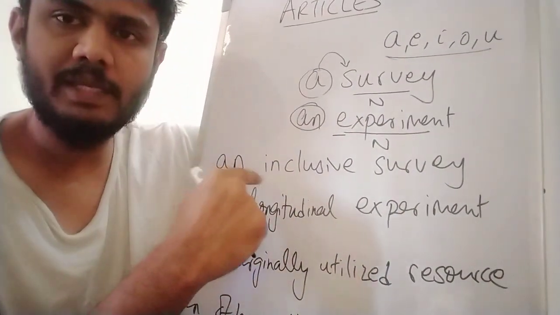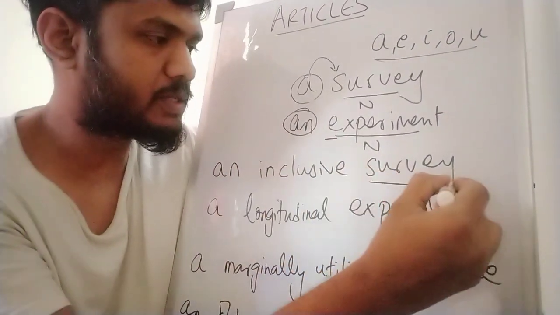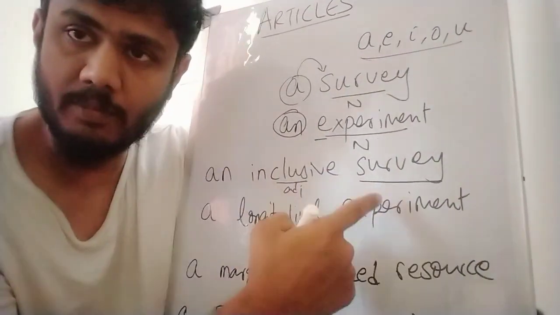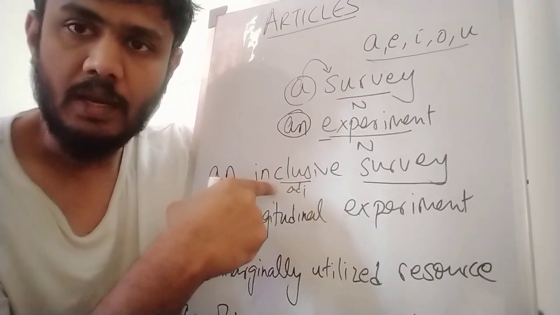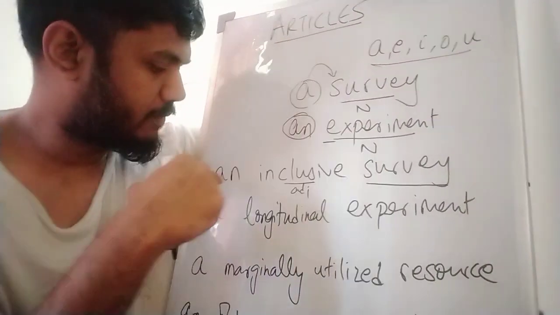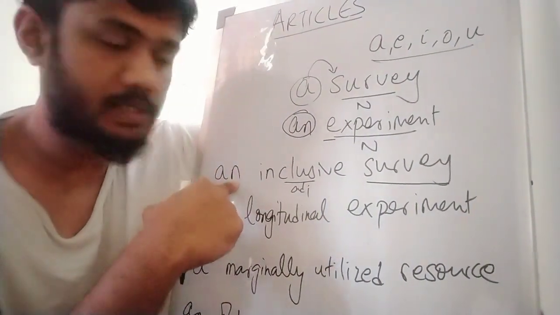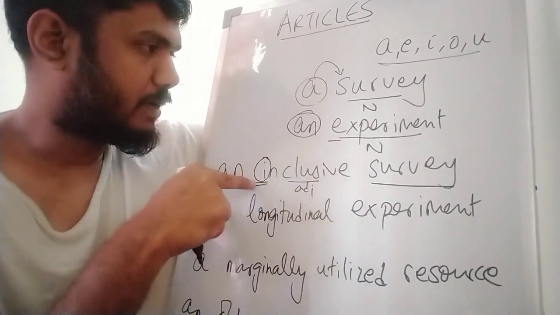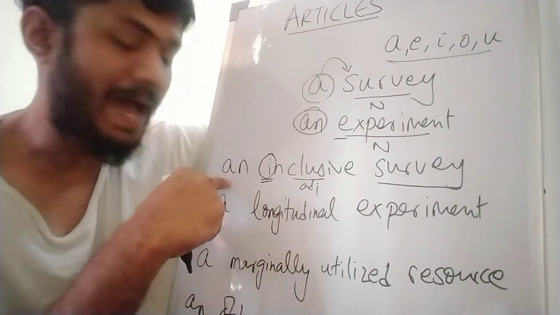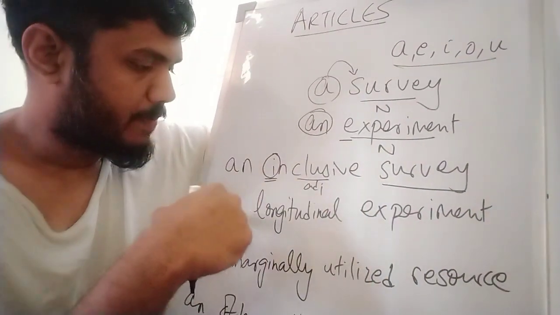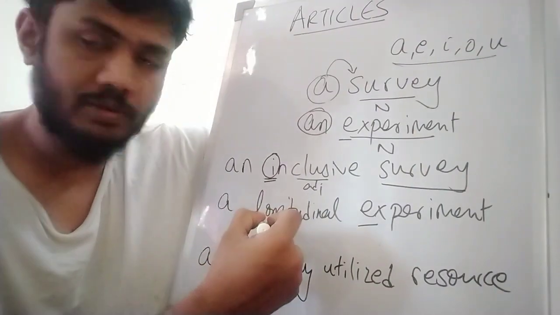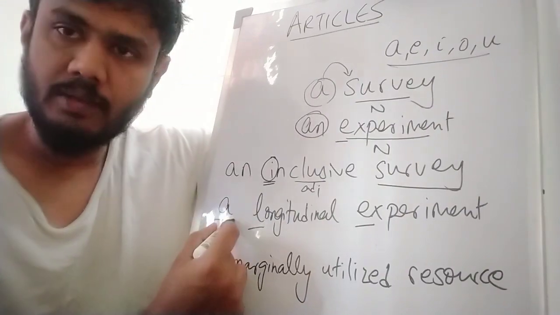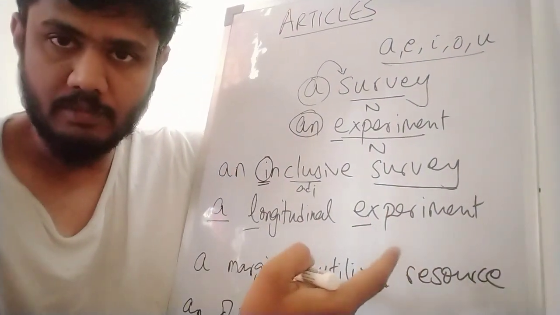Now we look at the next example, an inclusive survey, right? So again, we've got the noun here, but here we've got an adjective as well. So the article is separated from the noun by this adjective, right? Now here we've written a survey, but here we've written an. Why is that? Because it's not the noun here, but the next word after the article, which determines it. Again, you see, it's a vowel, so you have an inclusive survey, right? The next one, again, it's experiment, but longitudinal experiment. L is a consonant, the sound that it produces, so you have a longitudinal experiment, right?